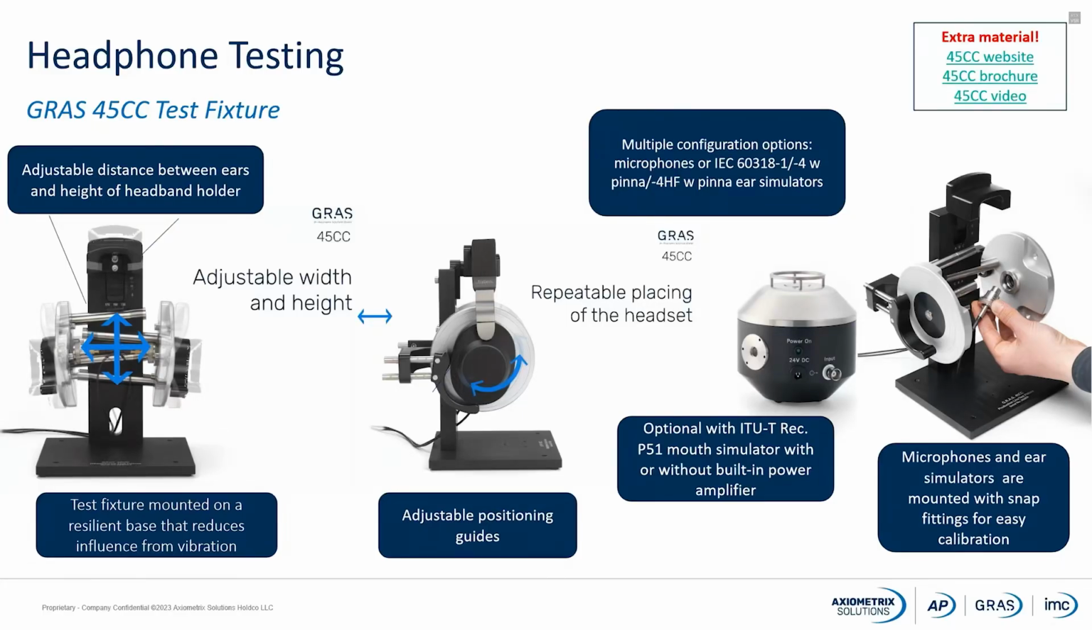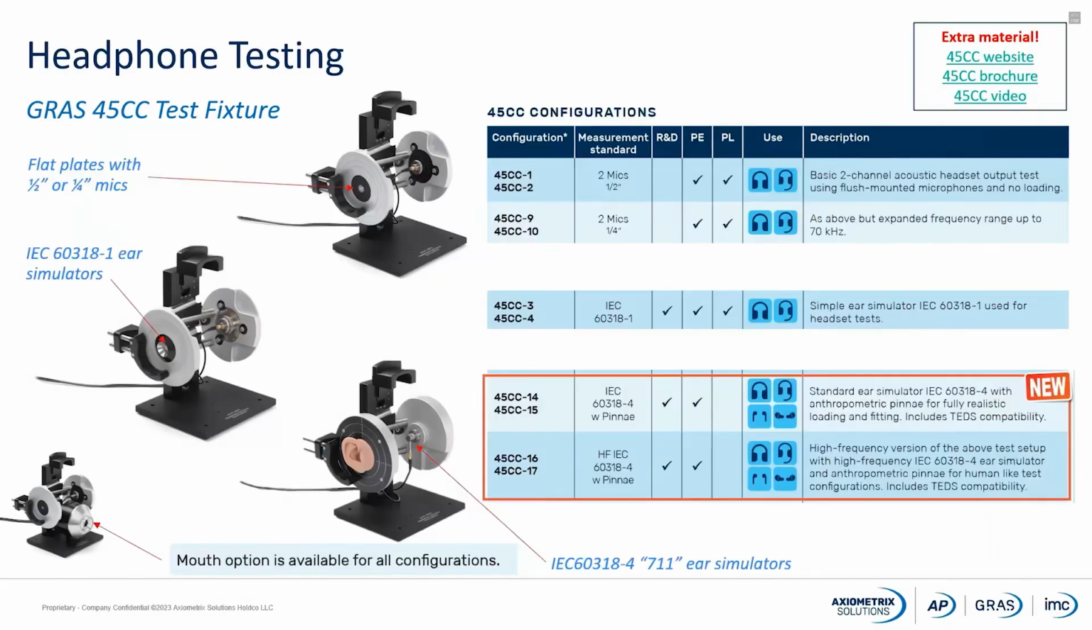Again, a little overview here of the 45cc. The 45cc can be delivered with a flat plate, either with a 1/2 inch microphone or with a 1/4 inch microphone installed. The size of microphone depends on the frequency range of interest. If it's a 1/2 inch microphone, then you can measure up to about 20 kilohertz. If it's a 1/4 inch microphone, then you can measure up to 50, 70 kilohertz.